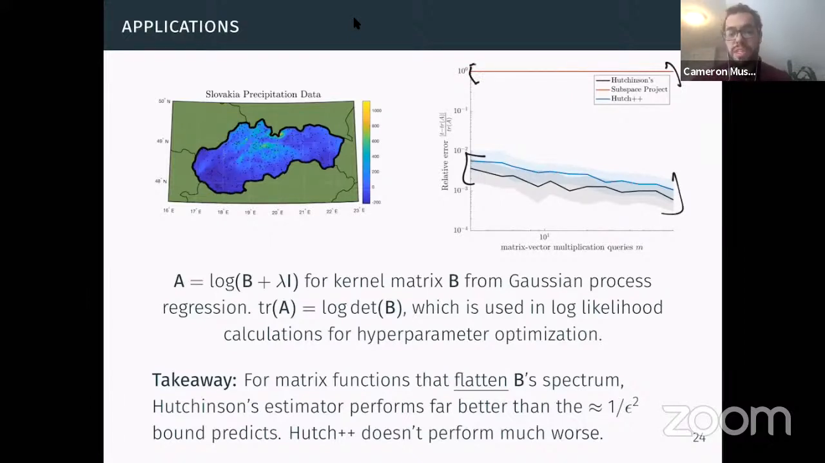The takeaway from this is that matrix functions actually flatten the spectrum. So the log flattens the spectrum. It squashes your large eigenvalues compared to your small eigenvalues. In this case, Hutchinson's tends to do really well, but what we're happy to see is that we're not performing much worse. So in this case, Hutchinson's does much better than the worst case 1/ε² bound predicts. It's performing more around this 1/ε bound, and we're performing comparably.